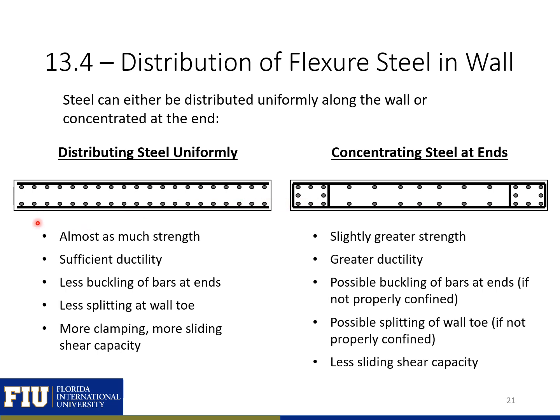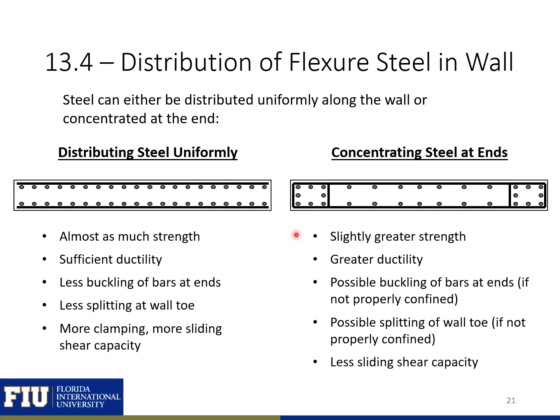wall. In general, distributing steel uniformly is going to give you almost as much strength as concentrating it at the ends. Typically it'll give you sufficient ductility. We'll have less buckling of the bars at the ends because we're not relying on it. We'll have less splitting at our wall toe, the end of the walls, and we'll also have more clamping and more sliding shear capacity along the length of the wall because of the evenly distributed steel.